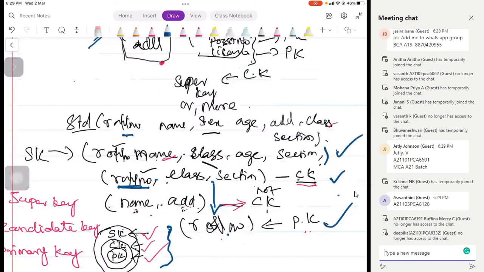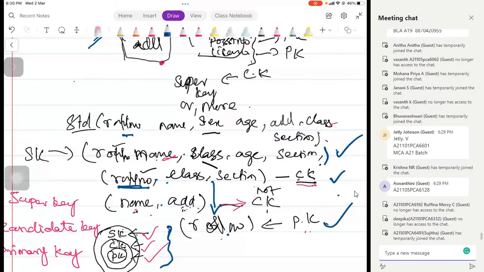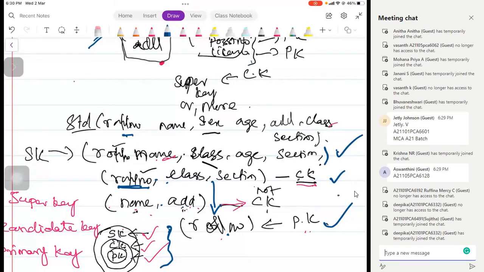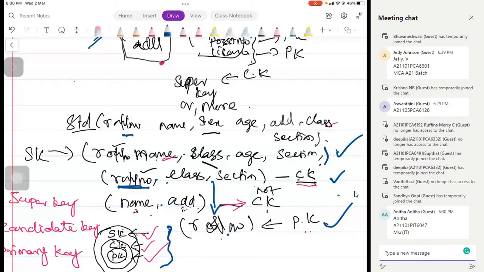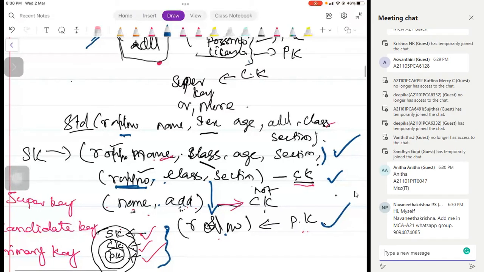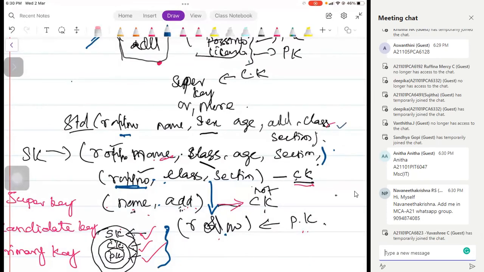For example, you may identify a student by using the roll number itself. Suppose you don't know the roll number, you can still identify the student with more than one attribute: name, sex, age, address, class. If you have given everything, we can catch it very easily. That's a super key. So this is the student database. The student relation has roll number, name, sex, age, address, and class section.